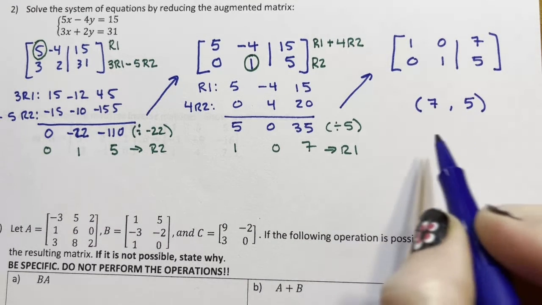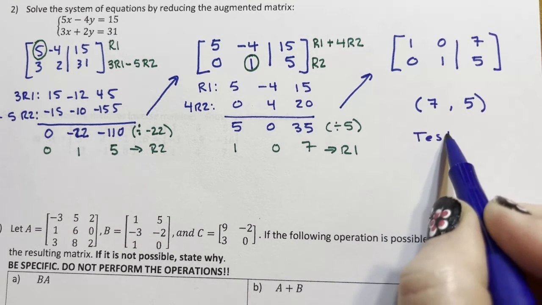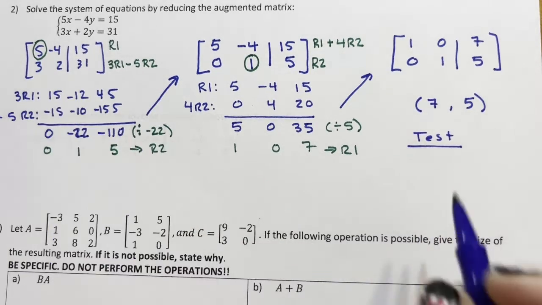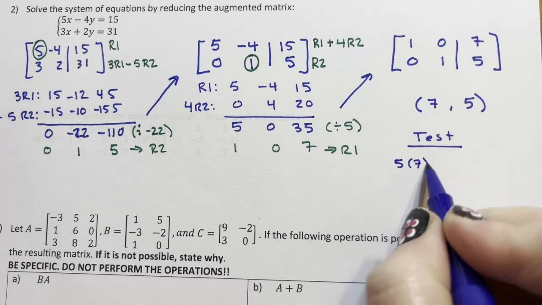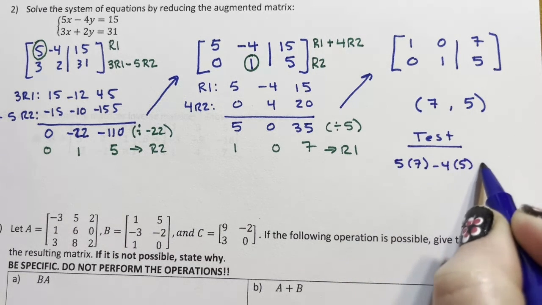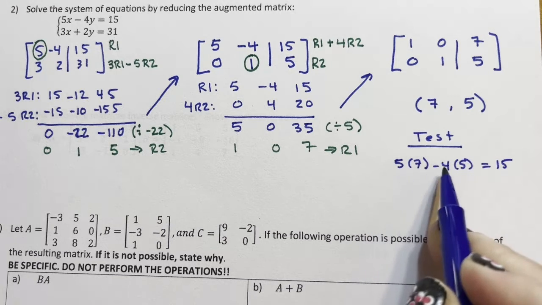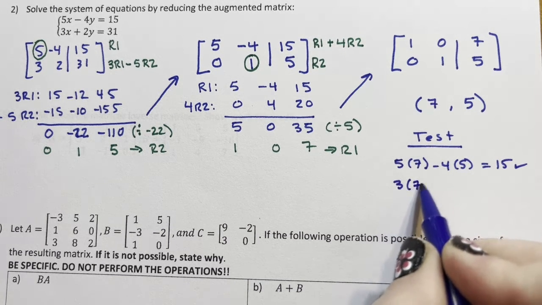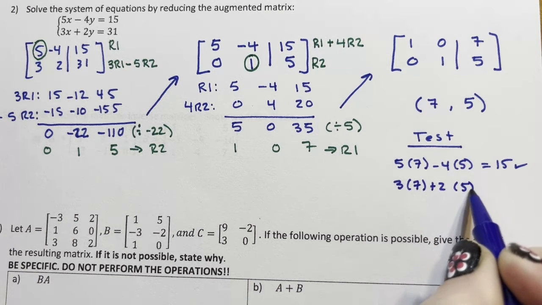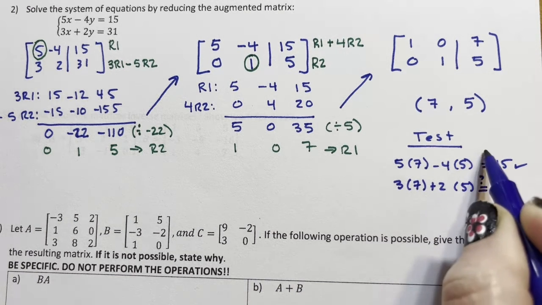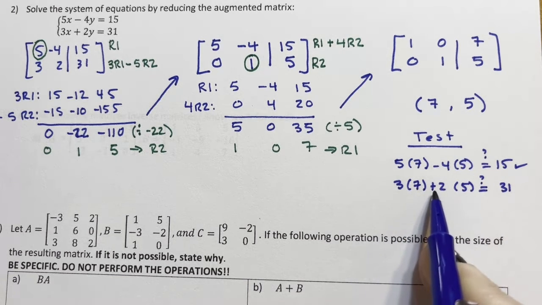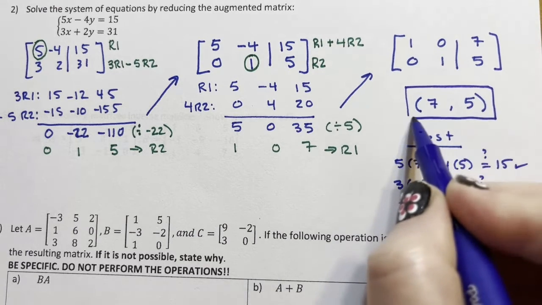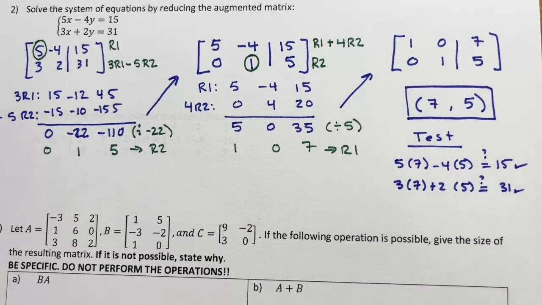It's really easy to test. It's really smart to test. People who like math usually like math because you can test. So is 5 times 7 minus 4 times 5 really equal to 15? So 35 minus 20, yeah. Is 3 times 7 plus 2 times 5 really equal to 31? 21 plus 10, yes. So this is my answer. We write it as an ordered pair. We don't leave it in the matrix form.